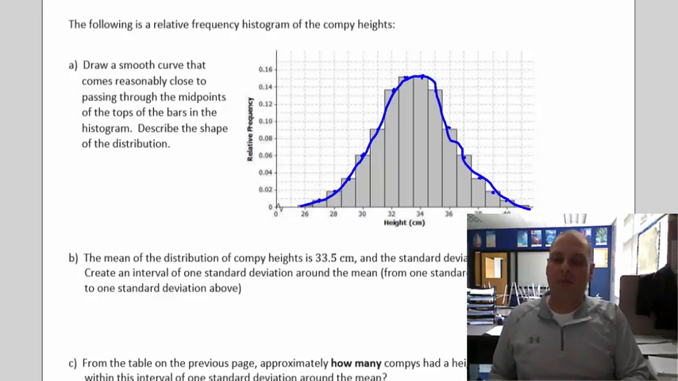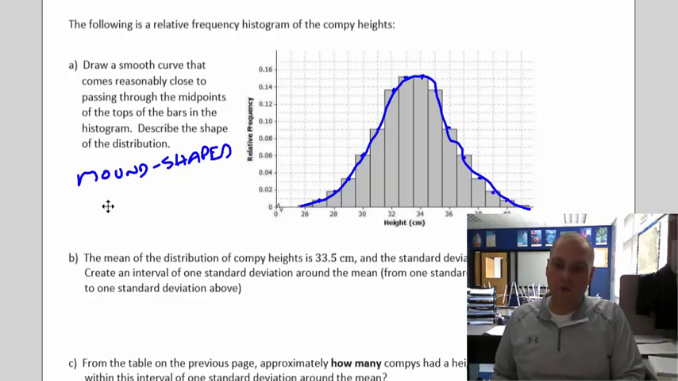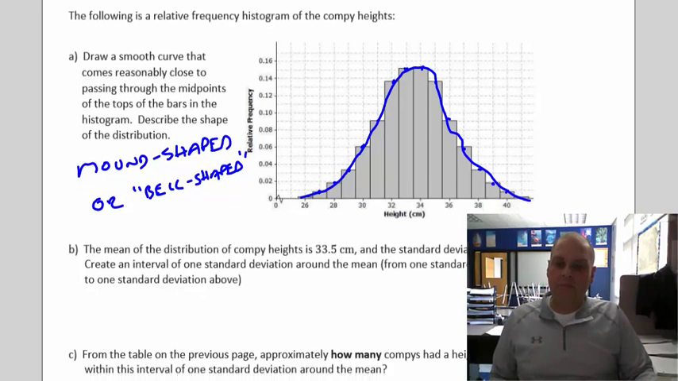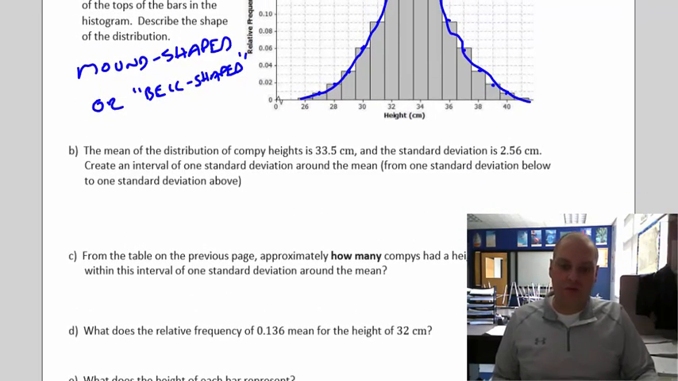Okay, so describe the shape of the distribution. It is mound-shaped, right? Or we could say bell-shaped. You may have heard that. It's a bell curve. The mean of the distribution is 33.5. They're telling us that. And the standard deviation is 2.56. They're also telling us that.